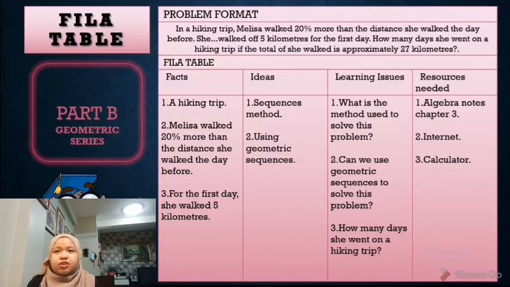Resources needed to solve this problem are the internet, a calculator, and Algebra Notes Chapter 3.